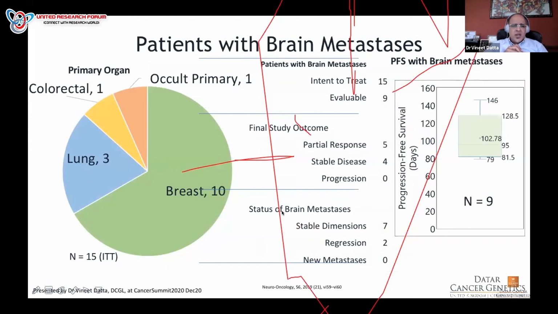brain metastasis. So this was a small sub-cohort that we published later. That was a group of about 15 patients who had brain metastasis at the time of intention to treat. Within that, we actually found that there was no new metastasis. And 9 out of those evaluable patients all showed a partial response or stable disease. And the primaries came through breast, lung, colorectal, and an occult cancer.